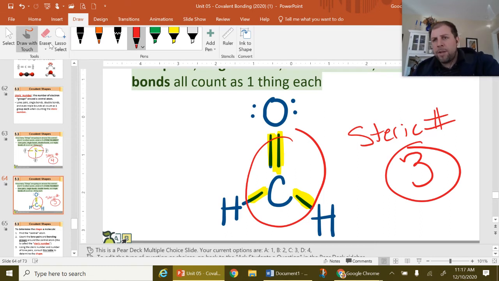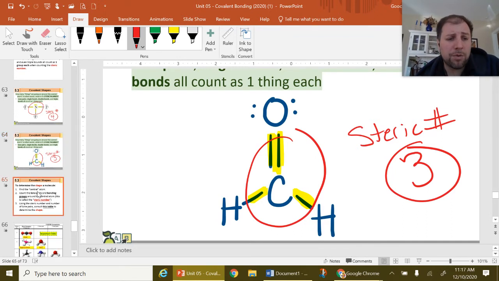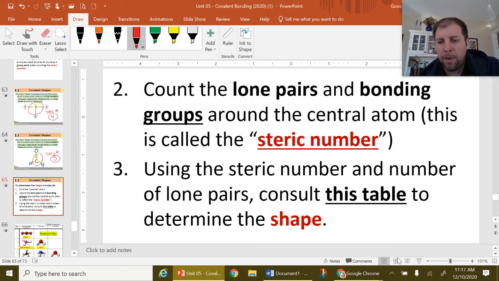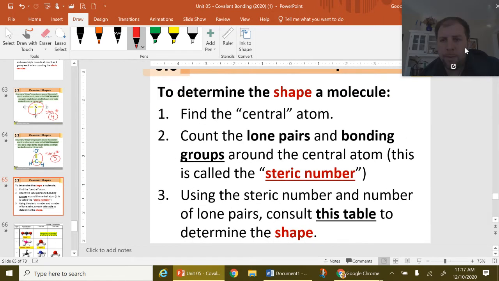Now, figuring out the steric number is the first step in figuring out what shape these molecules are. So here's what you're going to do. To determine the shape of a molecule, you are going to first find the central atom. Next, count the lone pairs and the bonding groups. Count up everything around that central atom. Next, use that information and consult the following table to tell you the shape.